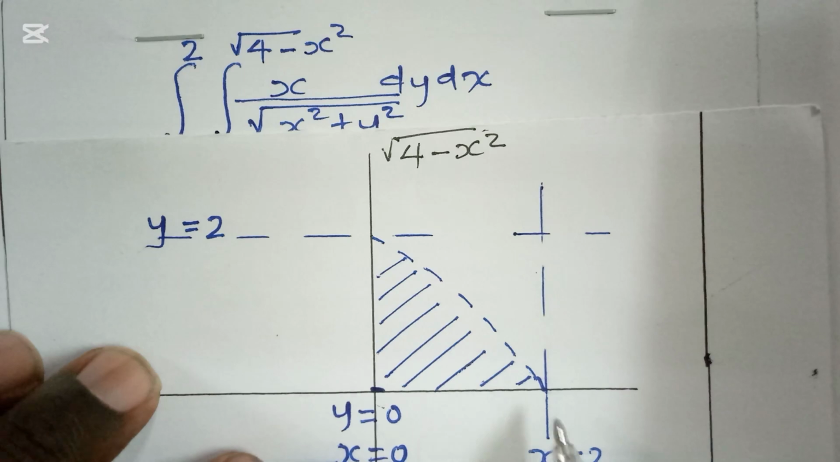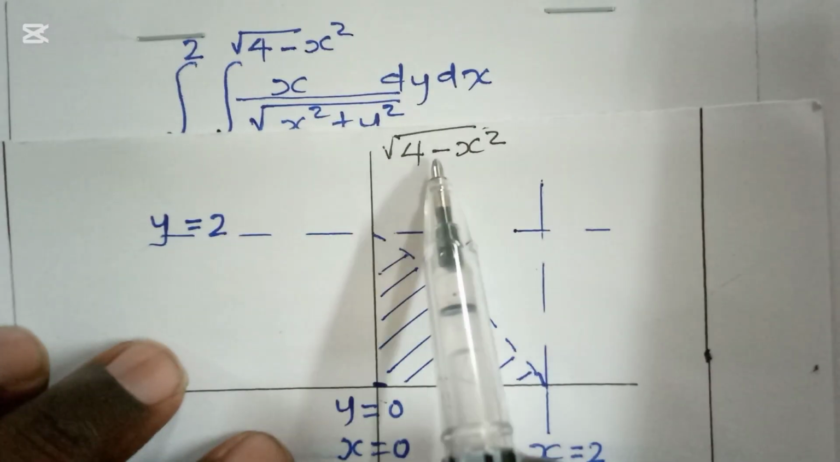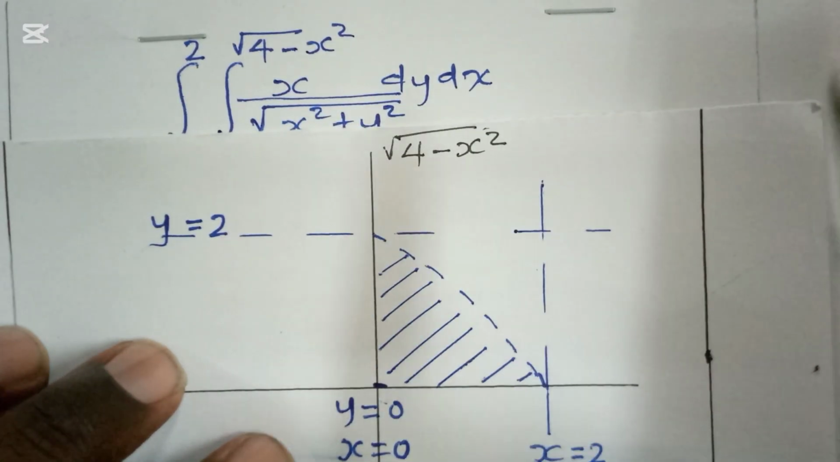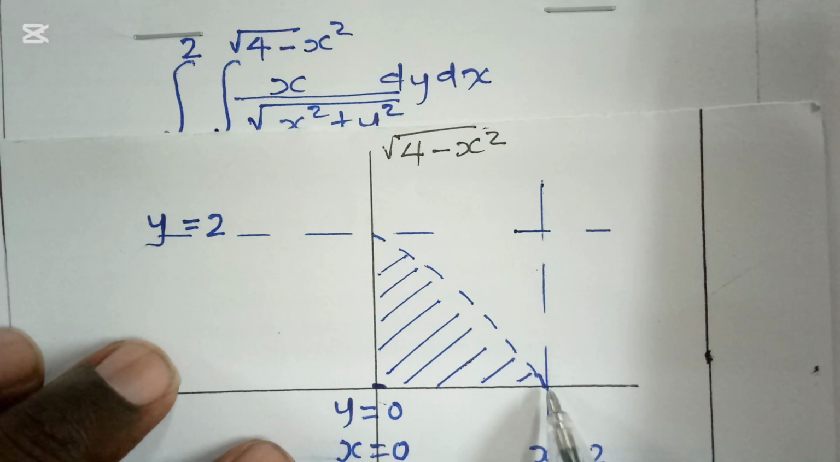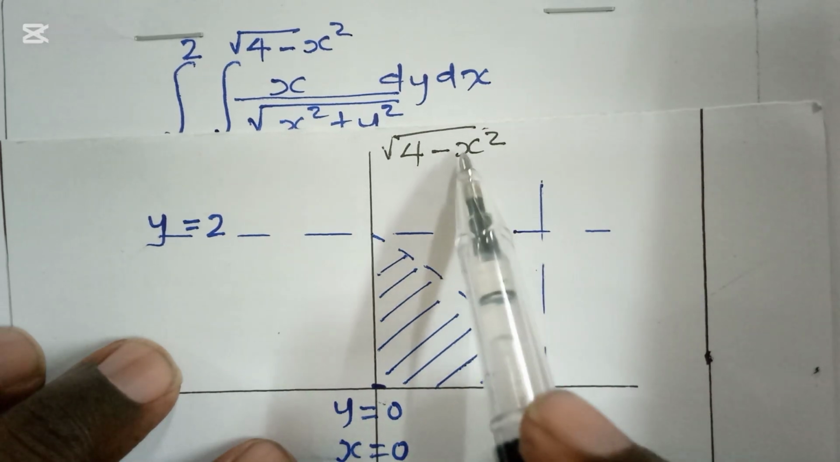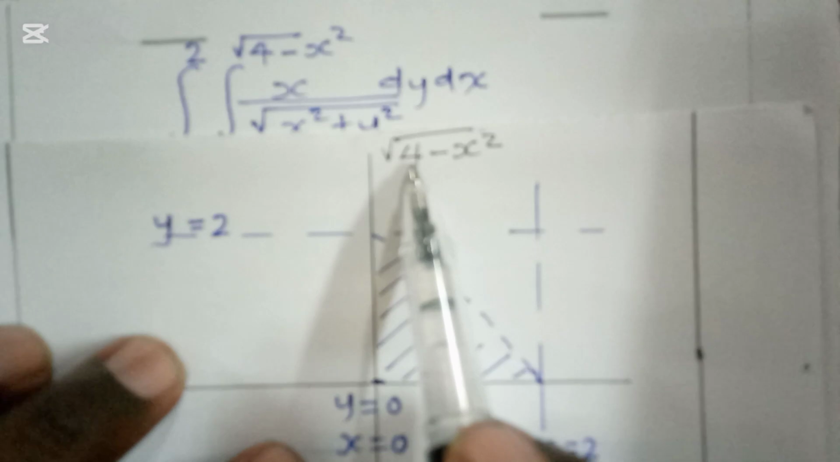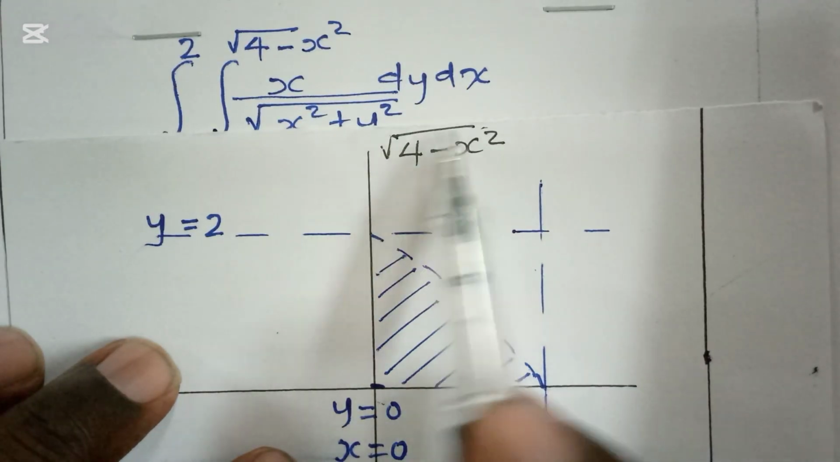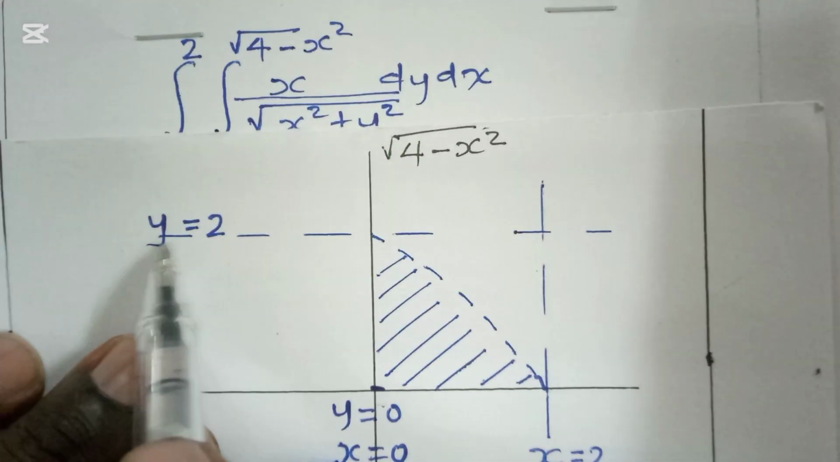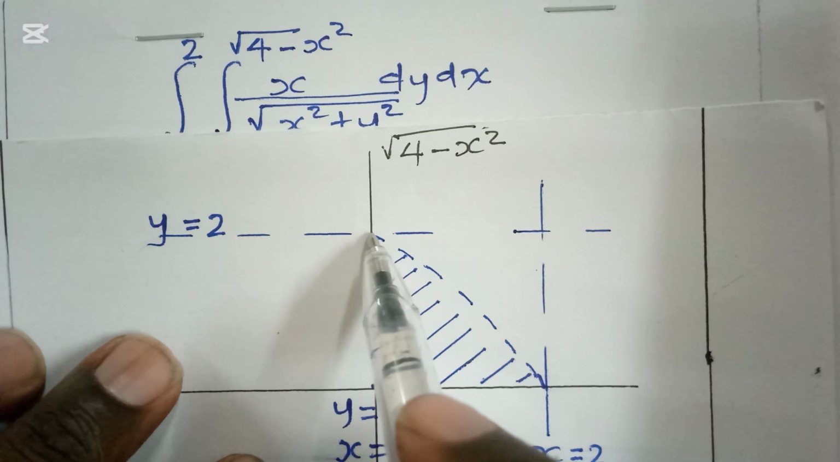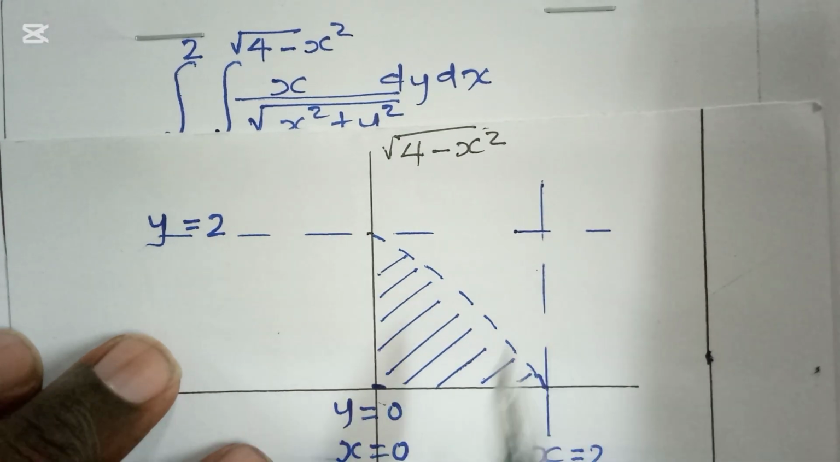And so now, for us to be able to get 4 minus x squared, we say the limit for x is 2. If I put 2 here, it is going to give me 4. That is the square root of 4, and then finally it will be 2. And so our maximum on this side of y is 2.